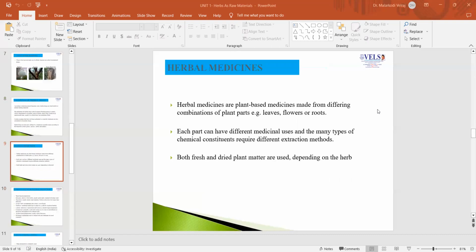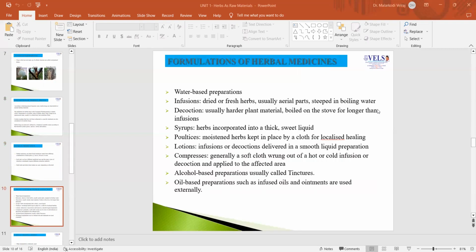Coming to the herbal medicines, they are plant-based medicines made from differing combinations of plant parts like leaves, flowers, or roots, and sometimes they are also made up of entire plants. Each part can have different medicinal uses, and the many types of chemical constituents present in them require different extraction methods. Both fresh and dried plant matter are used depending upon the nature of the herbs.